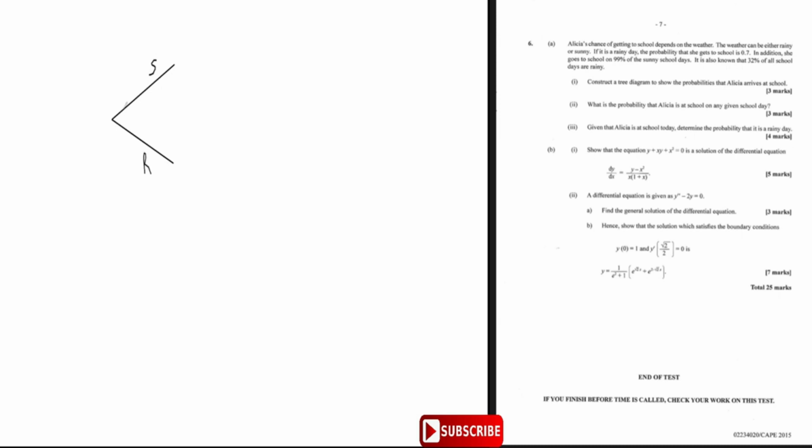So this is Alicia going to school. It can either be sunny or it can be rainy. The chance of it being rainy is 32%, so chances of it being rainy is 0.32. And chances of it being sunny then is 0.68.